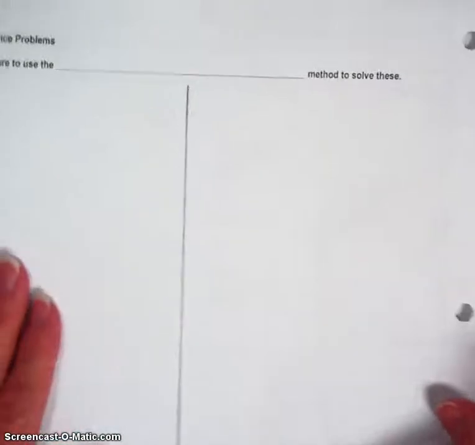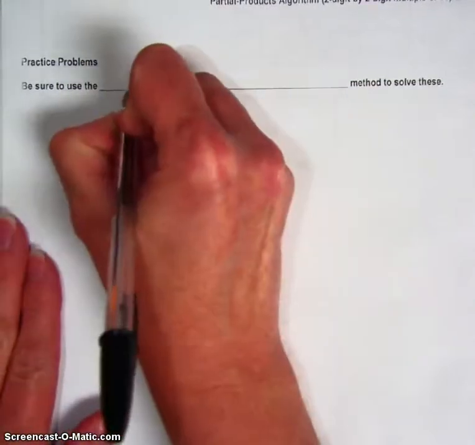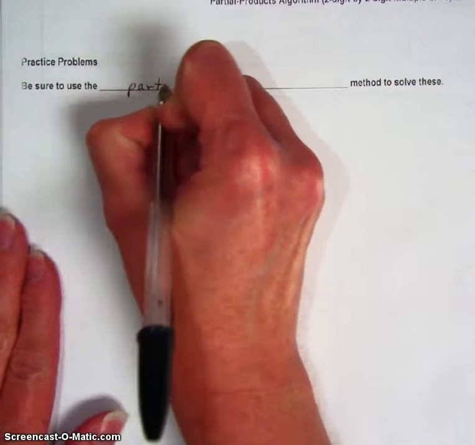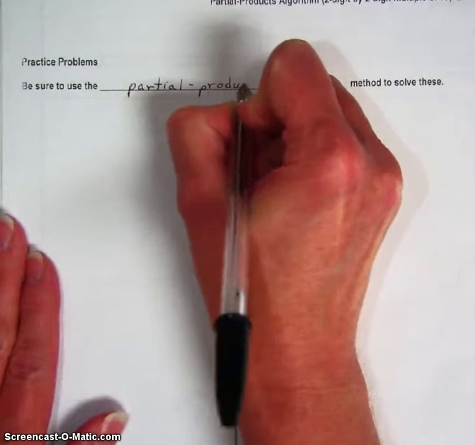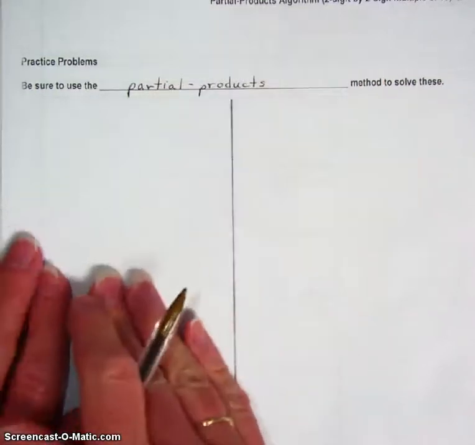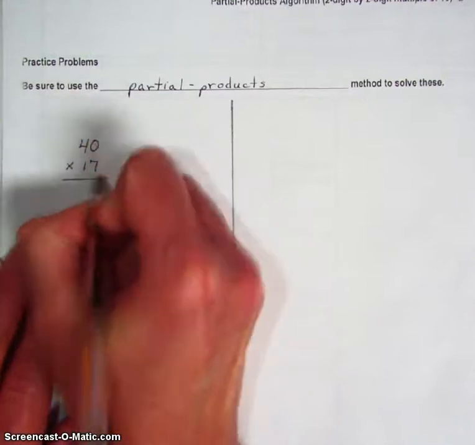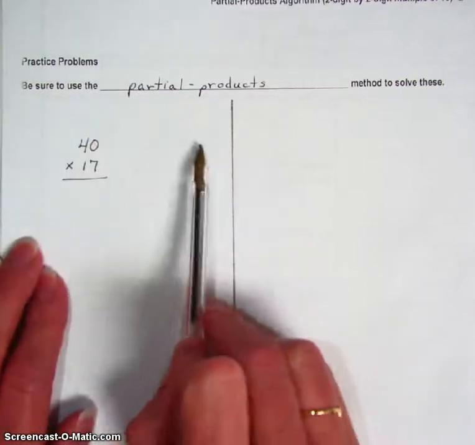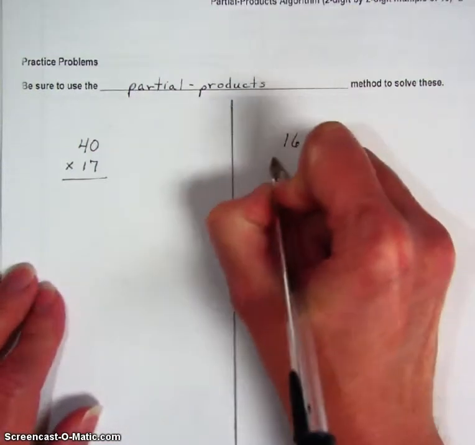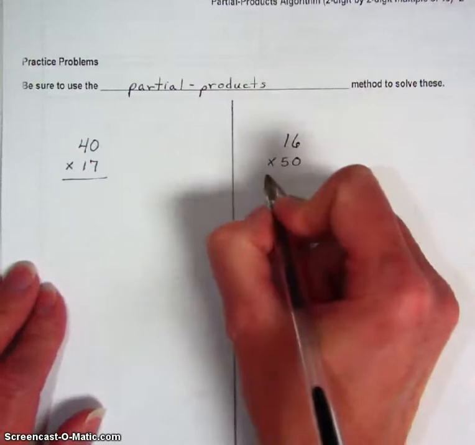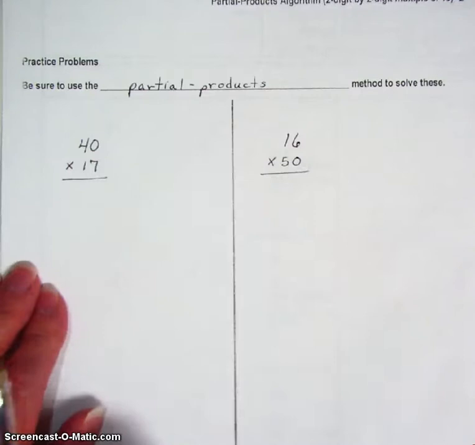On the back of this paper, you have a place to do a couple of practice problems. Be sure to use the partial products method when you are solving these problems today. This is the skill we are practicing. On this side of the paper, I would like you to do the problem 40 times 17. Don't forget to do your expanded notation and all of your multiplication. On the other side, do 16 times 50. Once again, expanded notation and all the multiplication using the partial products method.